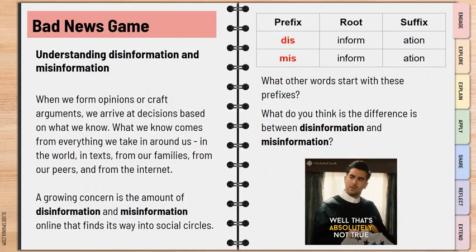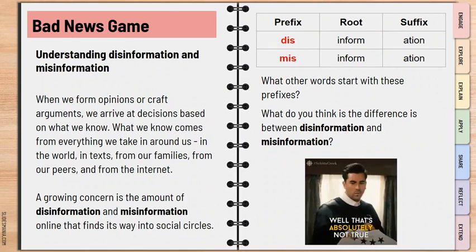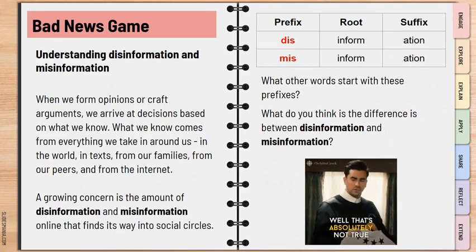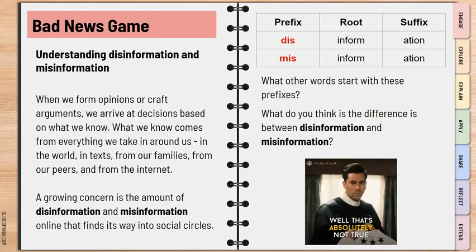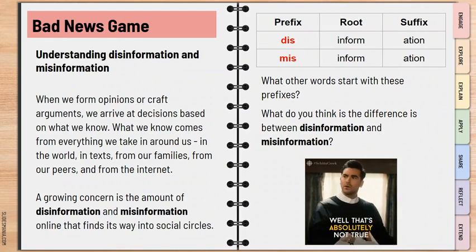So the first thing we want to think about is disinformation and misinformation, because it's a growing concern in the world that we live in, and it has a way of finding its way into things that we do. We might find disinformation or misinformation in the news, in the world, in our text messages, from our peers, from the internet, a wide variety of places.